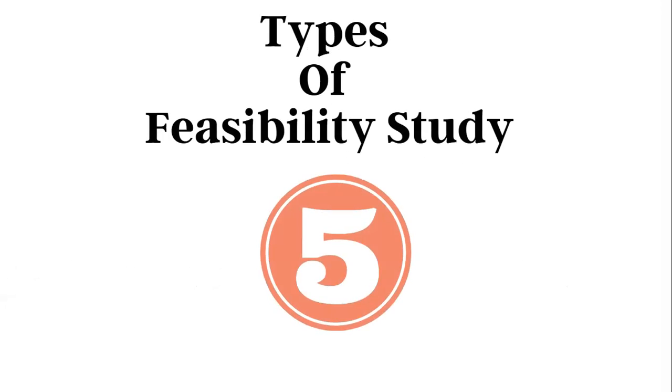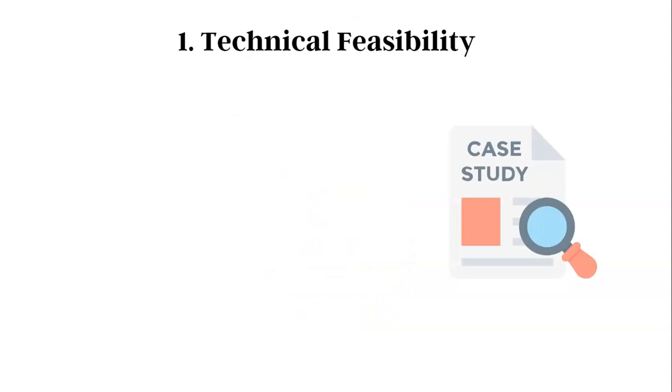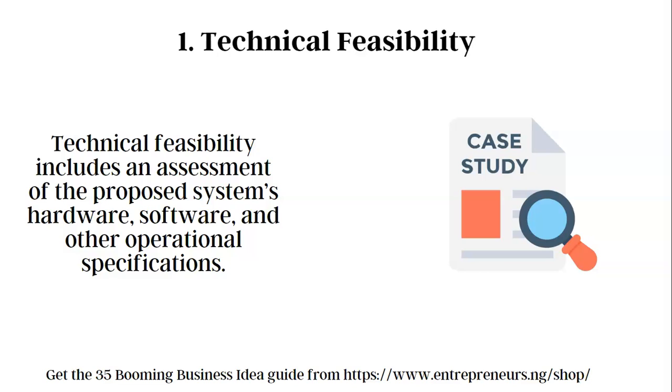Let's talk about types of feasibility study. There are 5 different types of feasibility study or distinct topics that a feasibility study can look into. The first one is technical feasibility. It determines whether your organization has the technical resources and expertise to meet the task objectives. Technical feasibility includes an assessment of the proposed system's hardware, software, and other operational specifications. For instance, if you want to open a daycare, is there a playground? Do you have the capability to manage the playground?